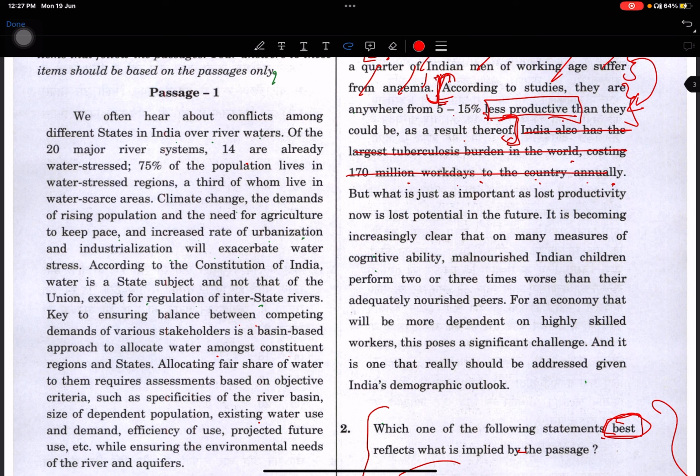Now coming to the next line, what is just as important as lost productivity now is lost potential in the future. See, हमने जब इस लाइन को अपने माइंड में रखा, सो ये वाला लाइन का मीनिंग इजी हो गया। Both are related, somewhat related. So we will keep this line also in our mind.